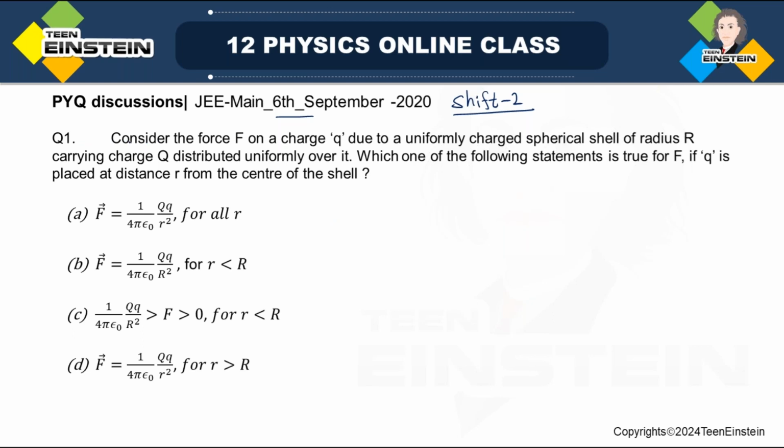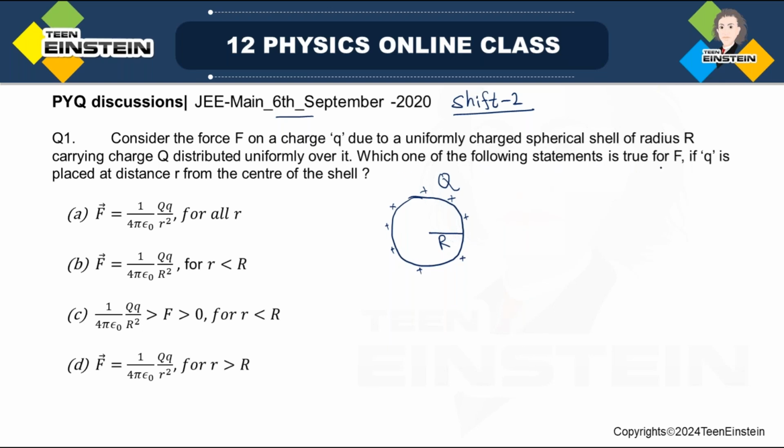So let us see, this question says, consider a force F on a charge q due to a uniformly charged spherical shell of radius capital R. So when you have a charged spherical shell of radius R, this is your charged spherical shell which is carrying charge Q, and you know for a spherical shell, if it is positive charge, positive Q, the whole charge will be distributed uniformly over the surface.